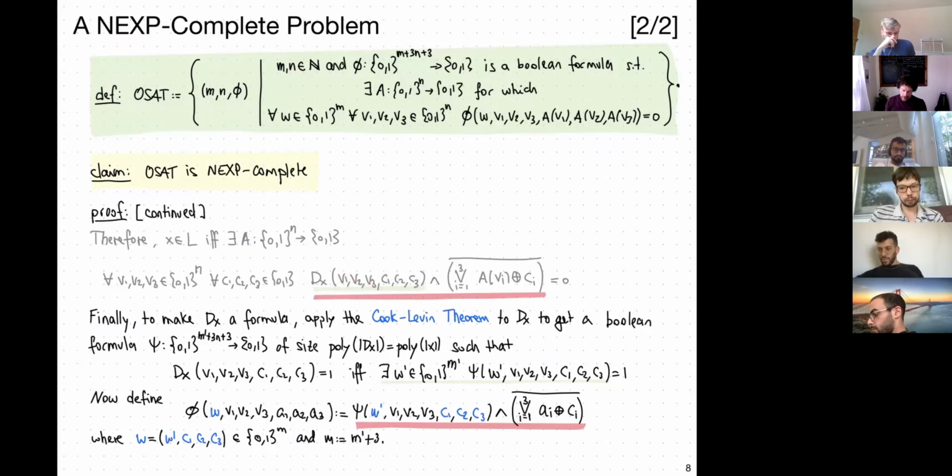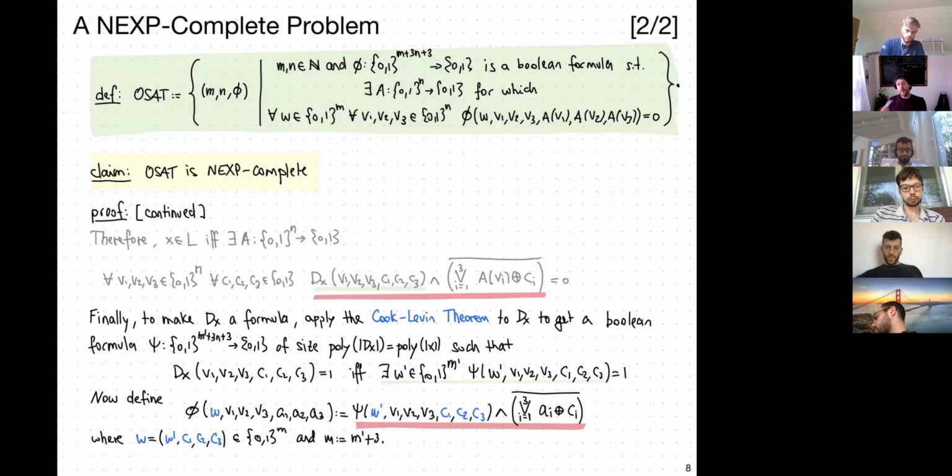And now what we did in this step is we said, instead of talking about dx, we can talk about another formula that we got from Cook-Levin, and this formula is satisfied if and only if it has value 1. So if it has value 1, then there exists some satisfying assignment of this new formula.